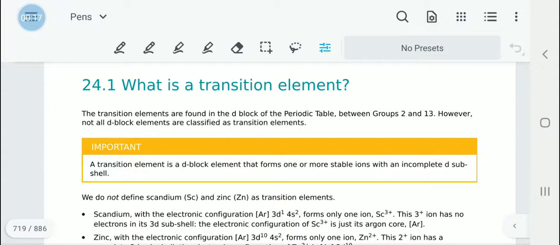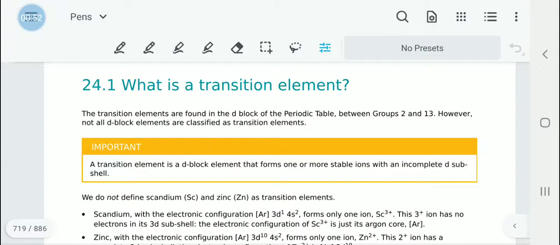We know that transition elements are found between groups 2 and 13, in the d block of the periodic table. But not all d block elements are classified as transition elements. The most important thing about d block transition elements is that they can produce many different oxidation states. That is one important thing.